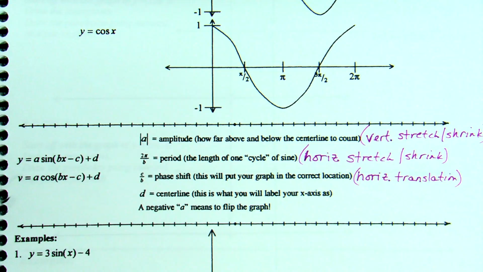Okay. D, so that's that number added or subtracted at the end. That is what we're going to call, it's going to label our center line. Basically, it's going to tell us how far up or down our graph moves. Now, the key is, we're not going to really move our graph up and down. What we're going to do is label our center line differently. Okay, because we want to keep it on that center line just for ease of graphing. But this is really, if you connect it to what we've done previously, the vertical translation.